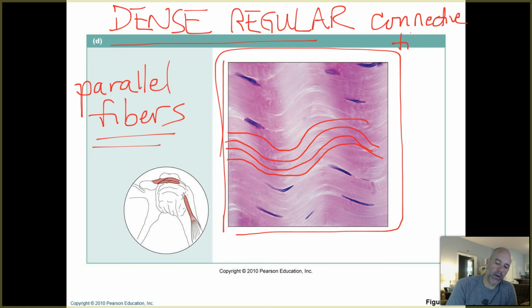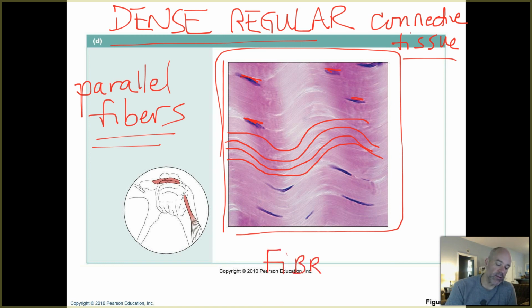Dense, regular connective tissue. Little purple spots in there. What did we say those were? Those are nuclei. And then what's your major functioning cell type in a proper connective tissue? The cells that are making things like collagen fibers, elastic fibers, some of the other solutes that you would have in your extracellular matrix, those are called your fibroblasts.